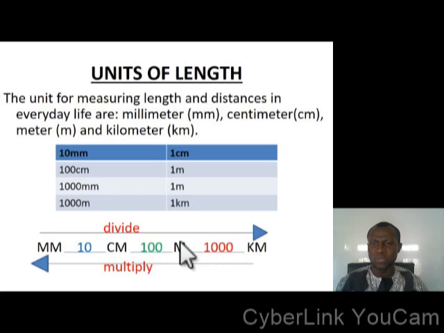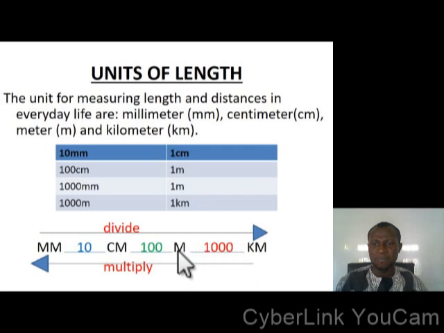If you are switching from meter to kilometer, what do you do? You divide by 1000. That's how you do it when you are moving from the smallest unit to the right. Then what if the arrow goes this way? Maybe you are converting from a bigger unit to a smaller unit. Let's say kilometer to meter, meter to centimeter, centimeter to millimeter. Remember, it is going towards the left hand side. What do we do? We multiply. So between kilometer and meter, we have 1000. So if you are converting kilometer to meter, you multiply by 1000.